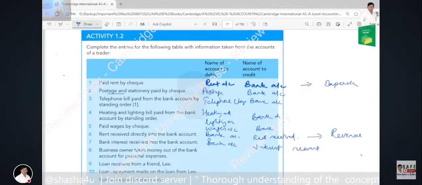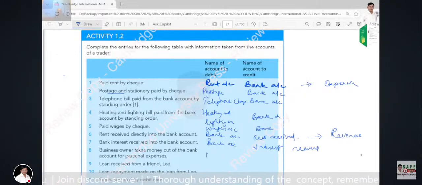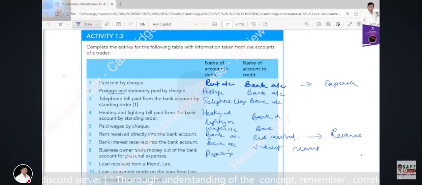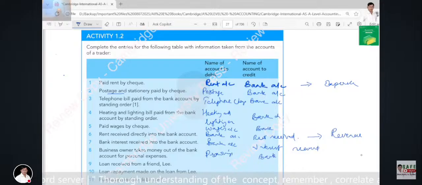Business owner takes money out of the bank account for personal expenses. So what is happening? Drawings is happening here. Drawings. Money is going out from bank, right? Out of bank account. Loan received from a friend B. So what is happening? You are receiving a loan from a friend.